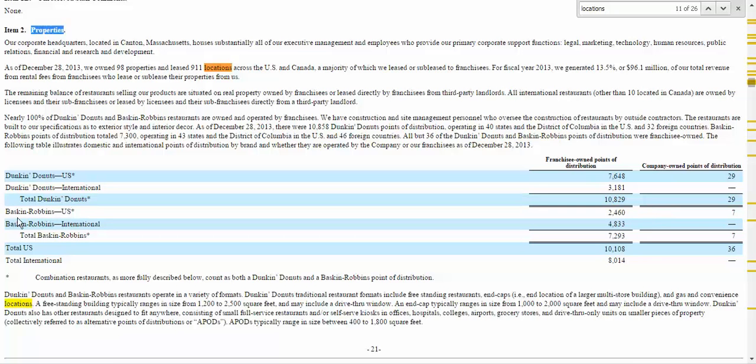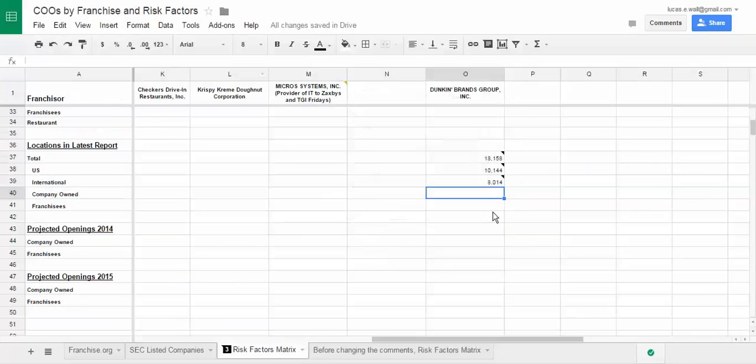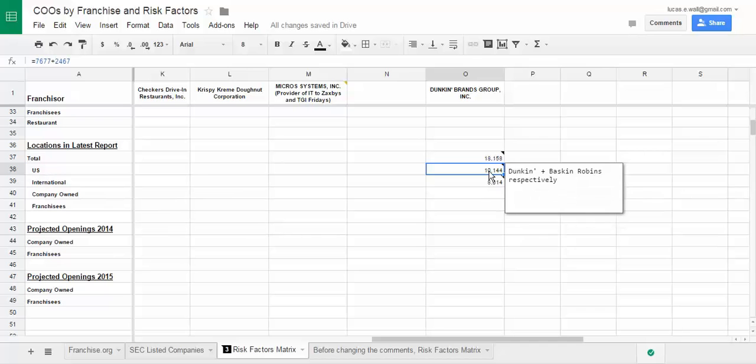And funnily enough, they have two brands under this 10K. One of them is Dunkin' and the other one is Baskin Robbins. I am fine with collecting both of them together and putting them in one place. And so I created a row for total United States locations. Okay, and here I added a note.